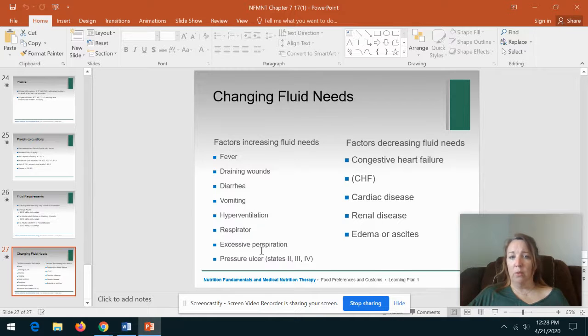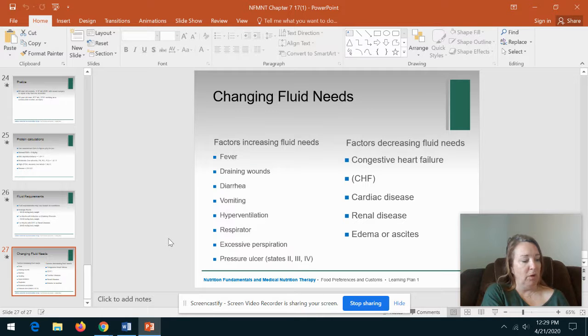So here's just a review of where we're going to have increased fluid needs or decreased fluid needs. But you're going to want to utilize that handout that I just showed you there for figuring fluid needs. Okay, so let's do a little practice with that. Let's imagine that we have a patient who weighs 125 pounds. Okay, and we are going to figure out their fluid needs. They're 125 pounds and they have excessive vomiting.